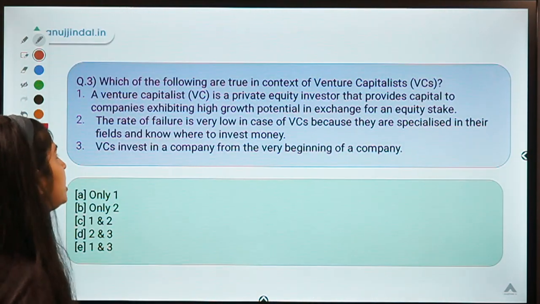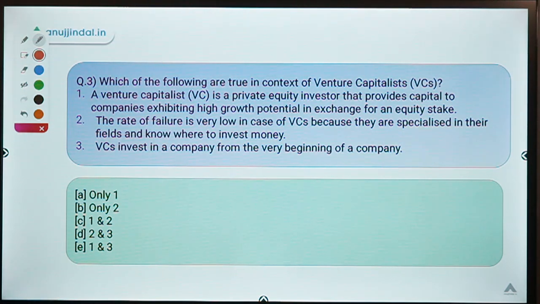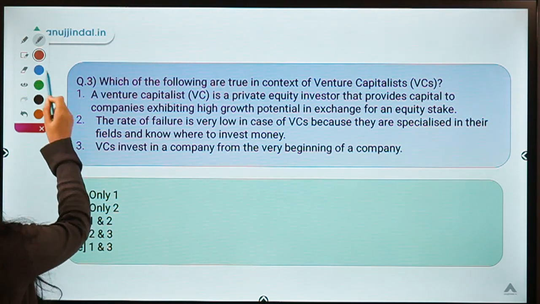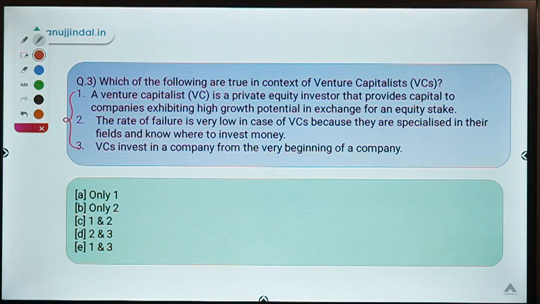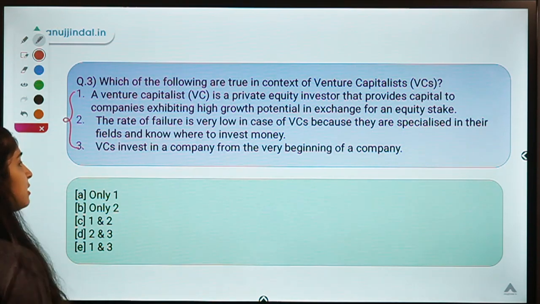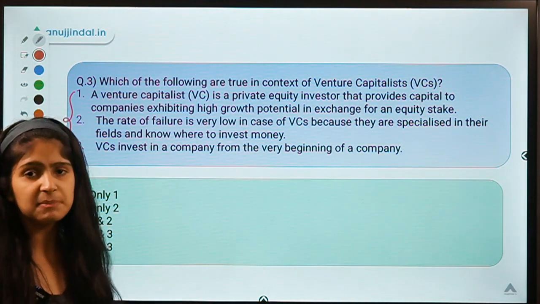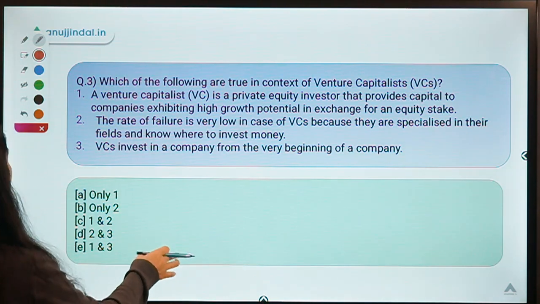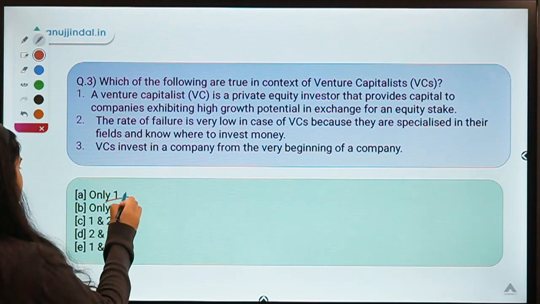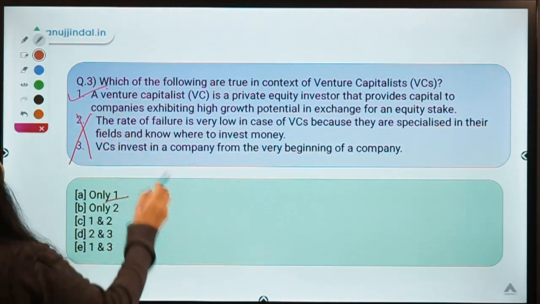Moving ahead to the third question for today. Here is the third question. I hope the screen is perfectly visible. This question says, which of the following are true in the context of venture capitalists? So three statements are given to you. You have to select which of these are true in the context of VC, venture capitalists, right? You can pause the video, read the statements carefully, then decide your answer. Moving ahead to the solution, and the solution here is option A. Option A means only one is correct, the rest two are not correct.